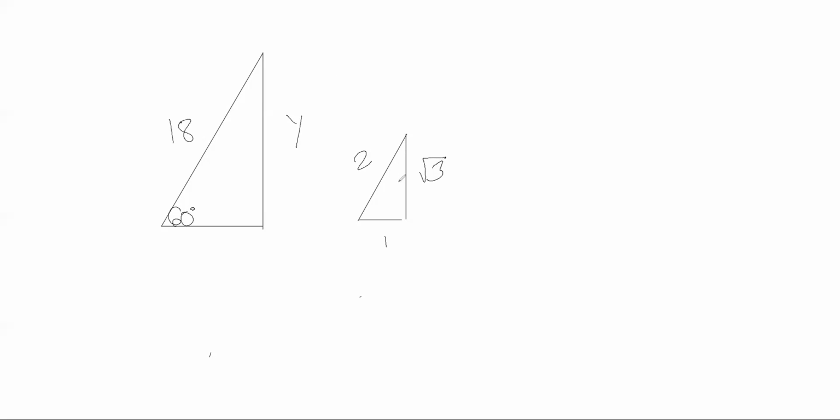So the question is, what number do we have to multiply our hypotenuse of the small triangle by to get the bigger one? And the answer is 9. So that means all we're doing is taking the small triangle and scaling all 3 of our sides up by 9. So that's how I quickly got y is 9 square root of 3.